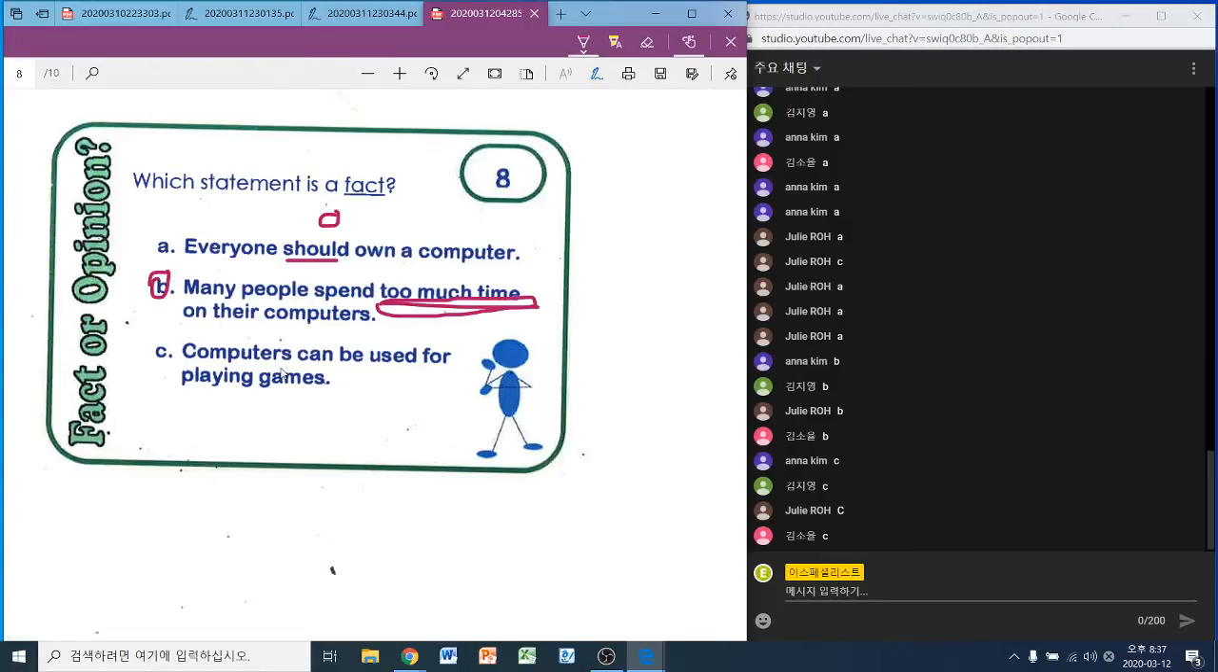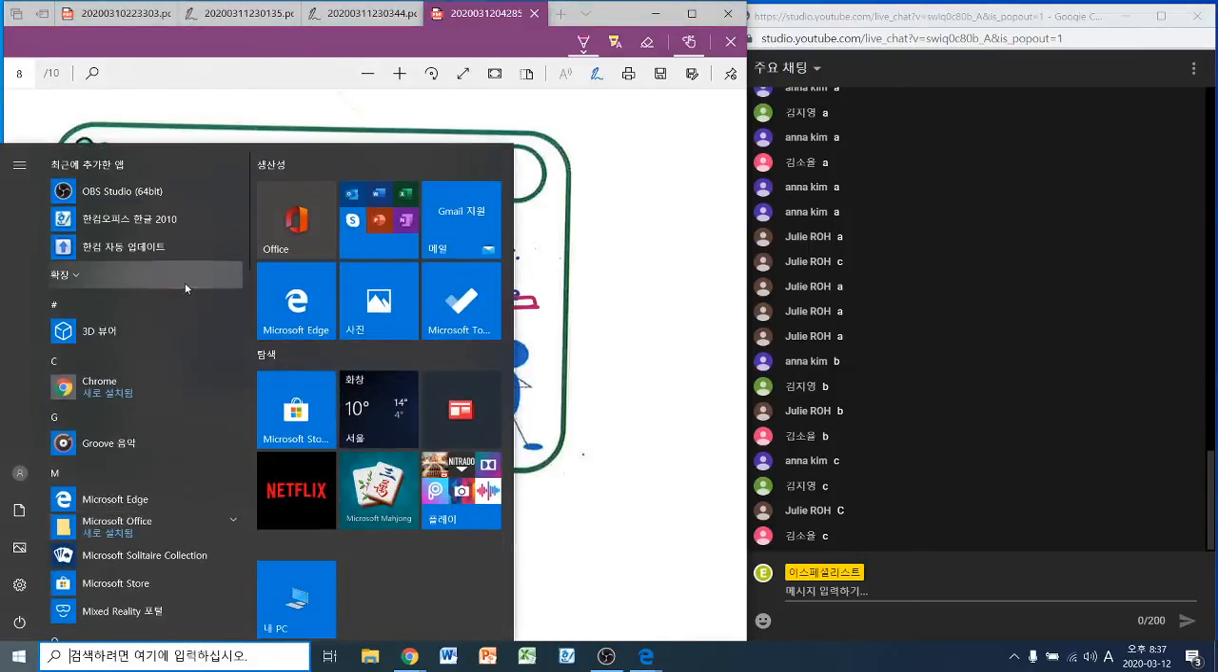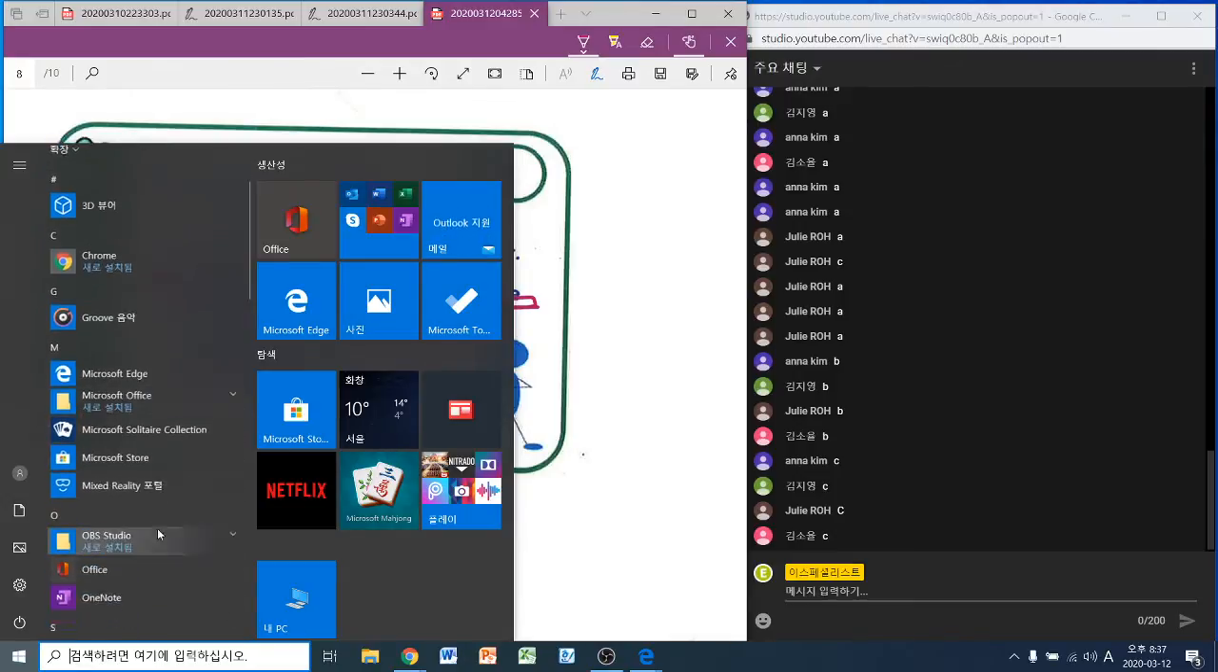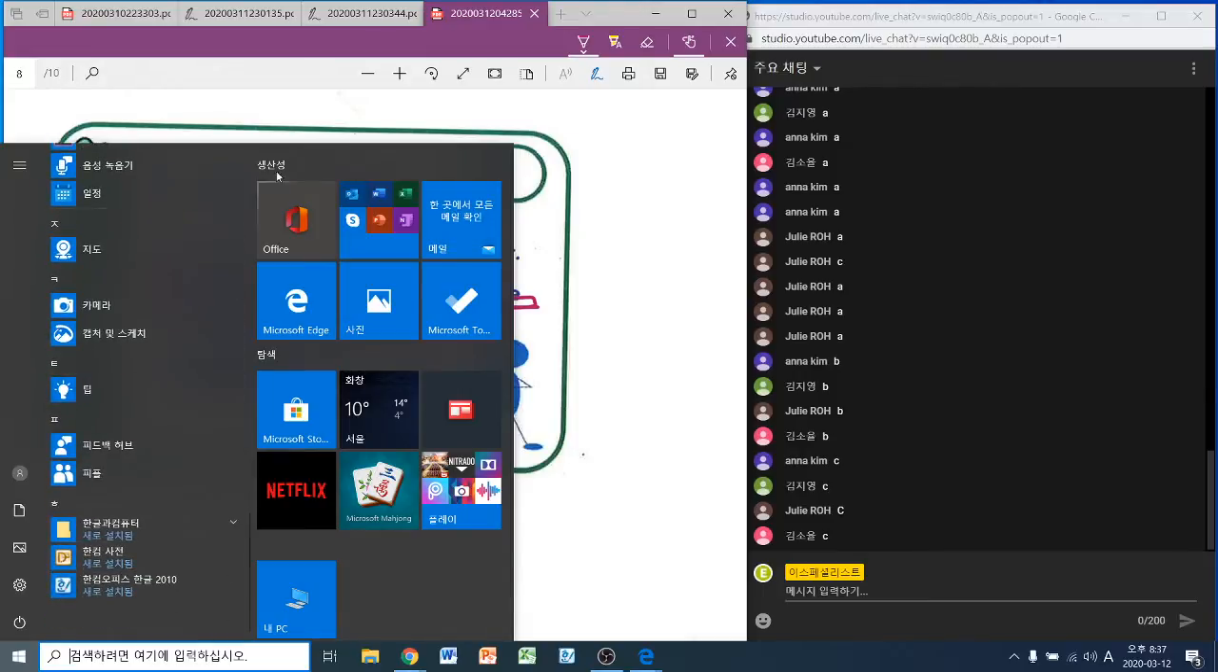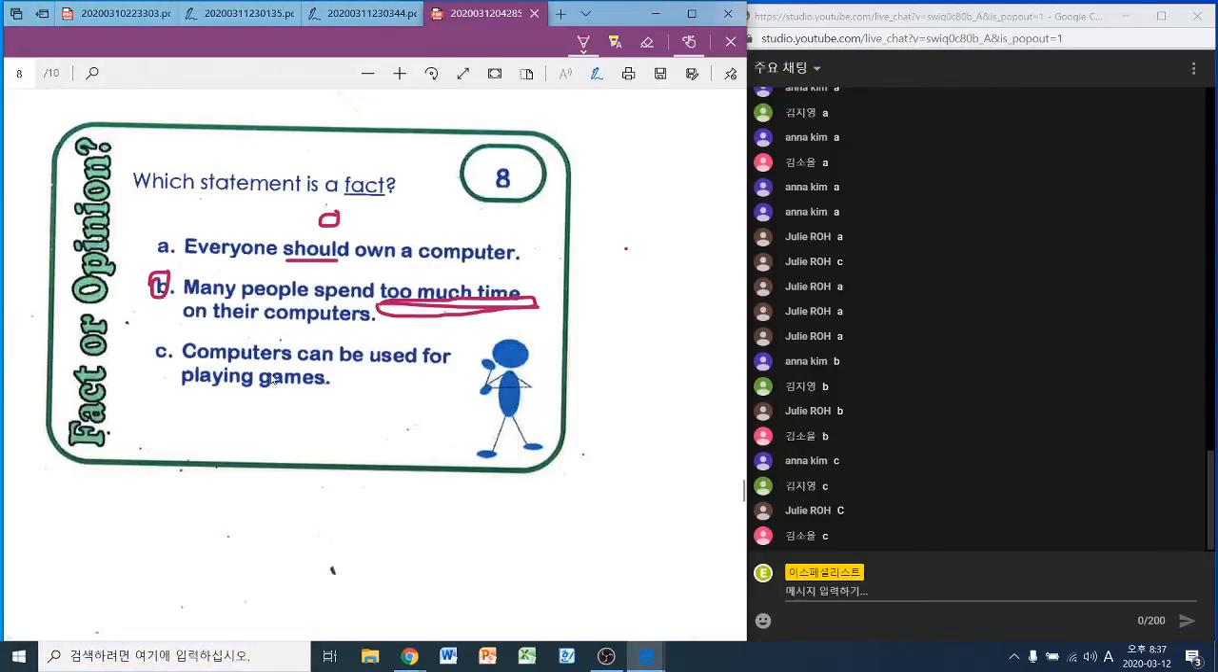Computers can be used for playing games. We can check this, right? We can look at a computer and we can see this computer has. Does Michelle's computer have games? Oh, yes, we have games. We have Mahjong and maybe some other games like Solitaire, right? Xbox. Oh, cool. This is Michelle teacher's computer. Okay, computers can be used for playing games. We just checked it now and we show, yes, it is a fact. It is true. Now we know this is true. Okay, we can check it.